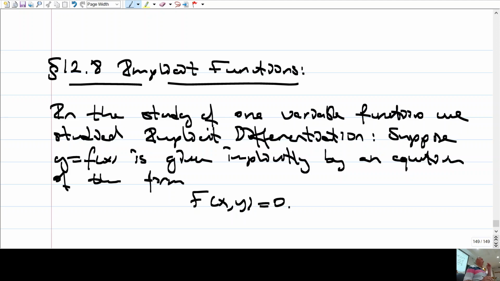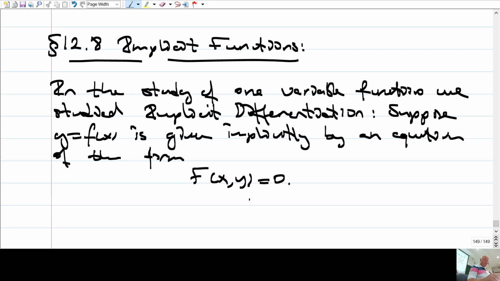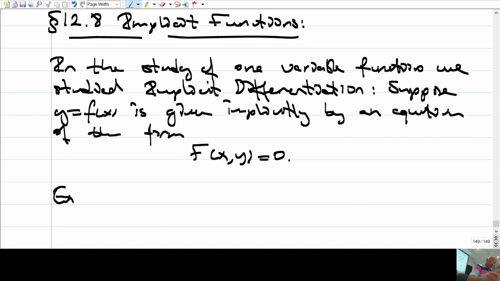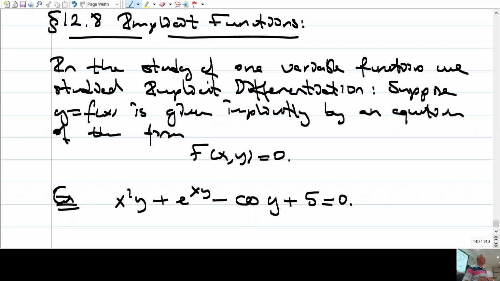Yani y'nin açık ifadesi yok. We don't have an explicit expression of y as a function of x, but instead we have this implicit definition of the function. For example, suppose this x squared y minus e to the power xy minus cosine y plus 5, let's say, equals 0. Something like this, okay?